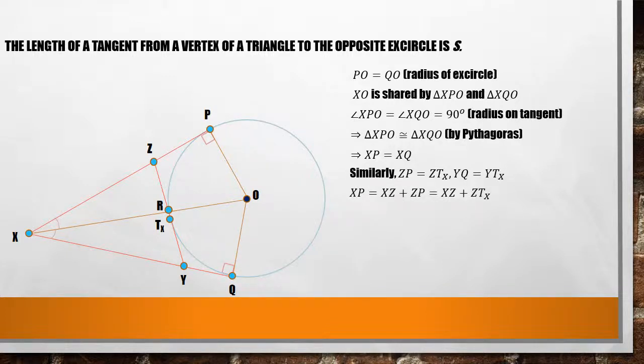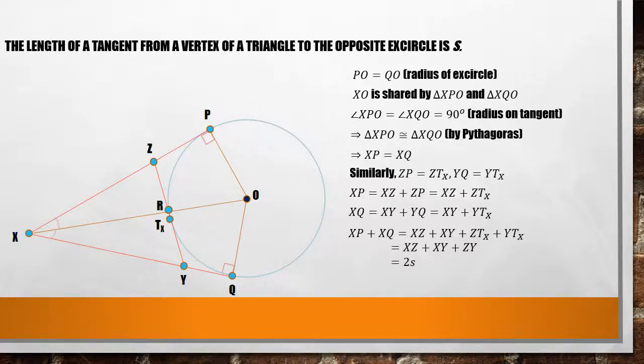Well, we know that xp is the sum of xz and zp, but xz plus zp, because of what we just showed a minute ago, is equal to xz plus zt sub x. In the same way, we have that xq is equal to the sum of xy plus yq, which is equal to xy plus yt sub x.